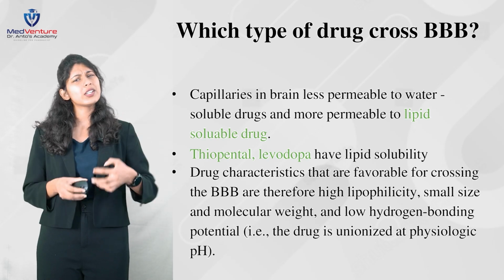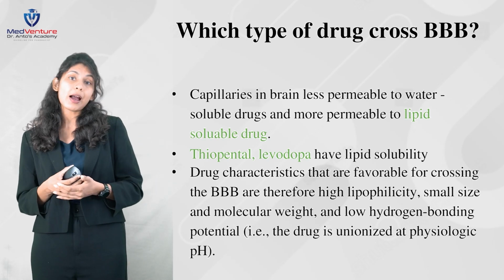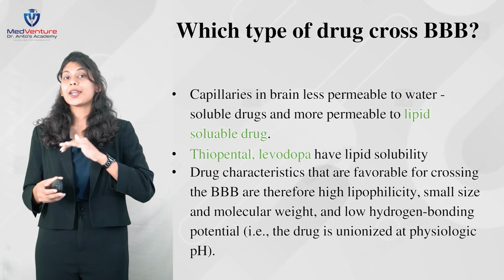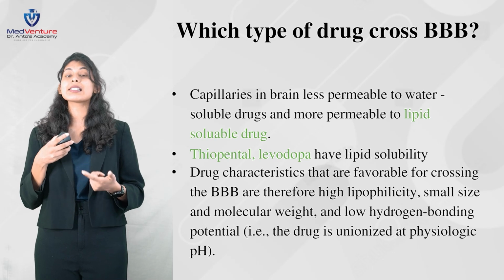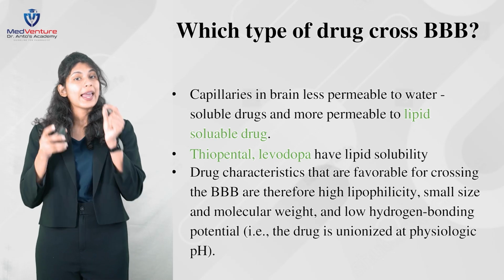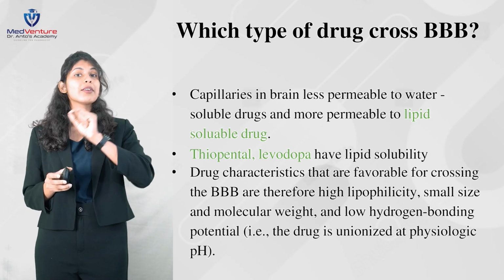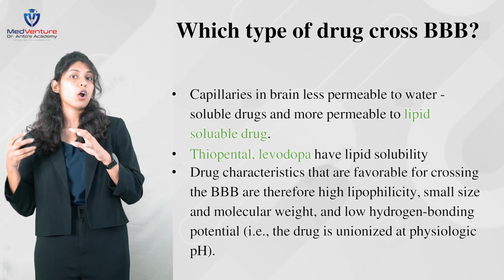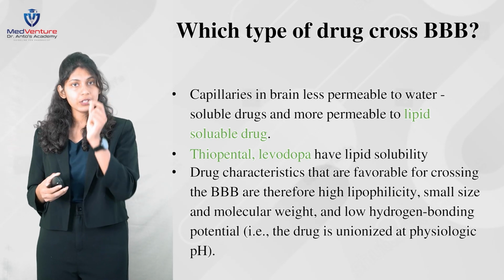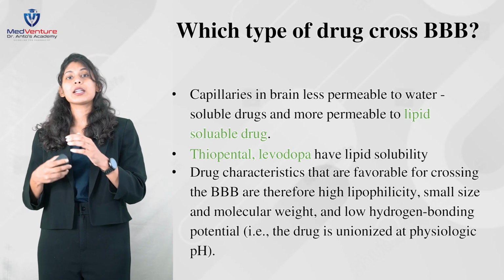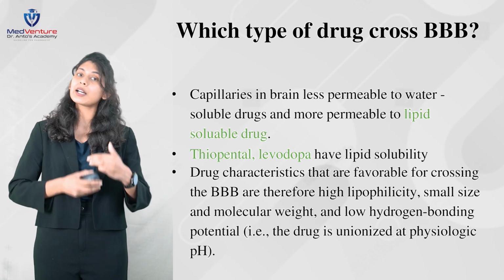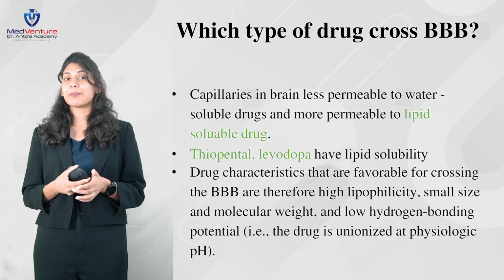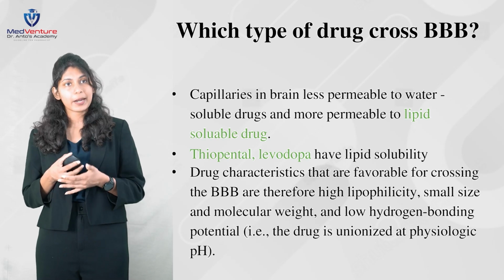Why are we not giving dopamine directly to the Parkinson patient? Why are we giving levodopa? It is because dopamine cannot cross the blood-brain barrier. It is not lipid-soluble, so it cannot cross the membrane. That's why we give levodopa, because levodopa can cross the membrane, and after it crosses, it converts itself to dopamine and does its action. So thiopental and levodopa are examples of lipid-soluble drugs that can cross the blood-brain barrier.